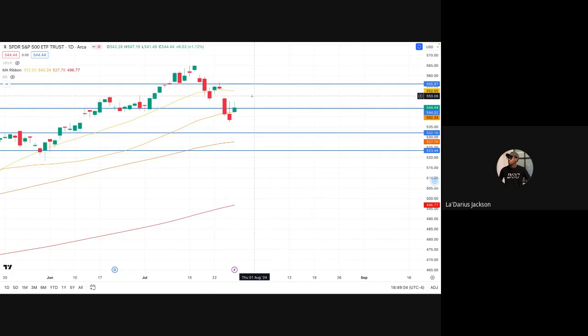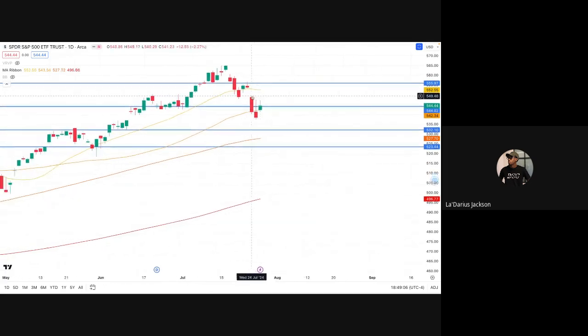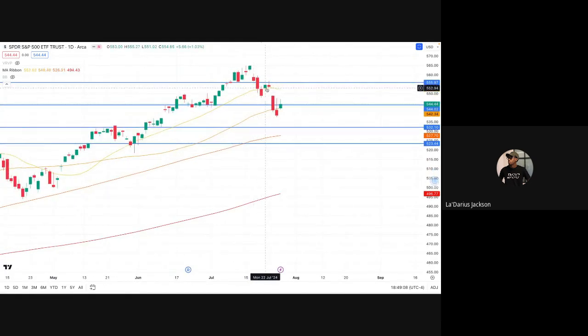But again, I can't see the future. I wish I could, but right now we're below our 20. We're testing our 50. So again, if you combine this information with the RSI, this may not be a stock that you want to trade for a swing trade. Now, if you wanted to go long term, right?